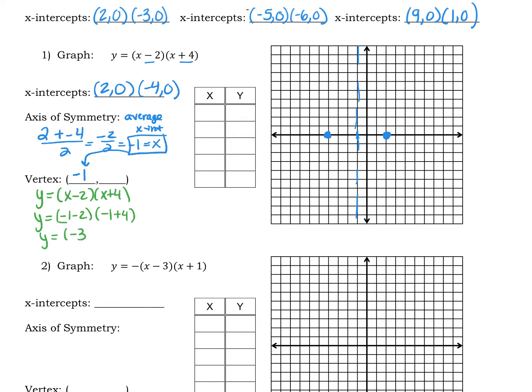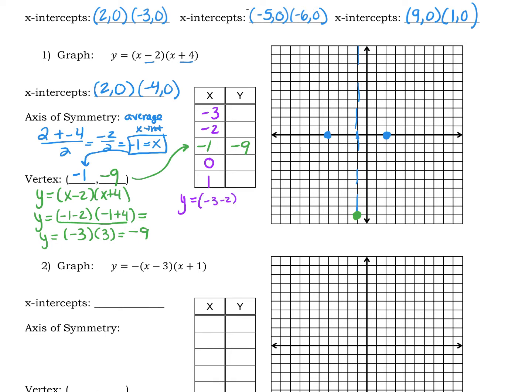And again, we could just plug this whole thing into your calculator, but I'm going to do it in steps. We're going to get negative 9. So I'm going to plot my vertex at (negative 1, negative 9), which will be right here. I'm also going to take that vertex and put it in the middle of my table. I'm going to put two numbers that are smaller above and two numbers that are bigger below. Then I'm going to have to plug in each of those values into my equation to find the y value.